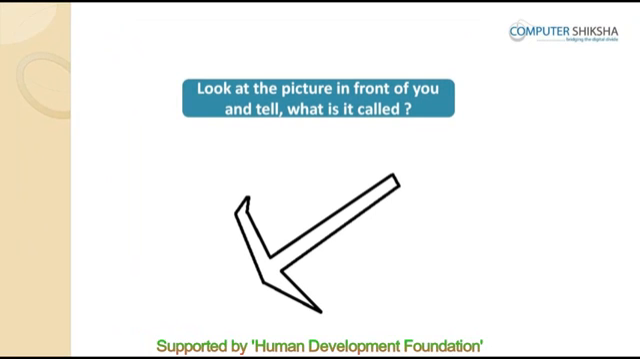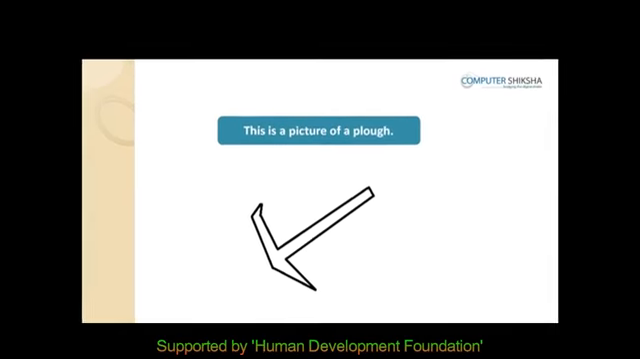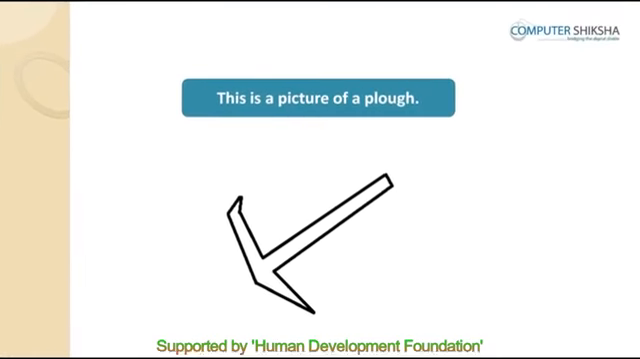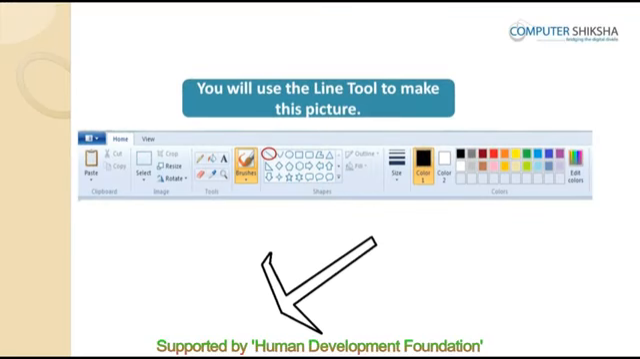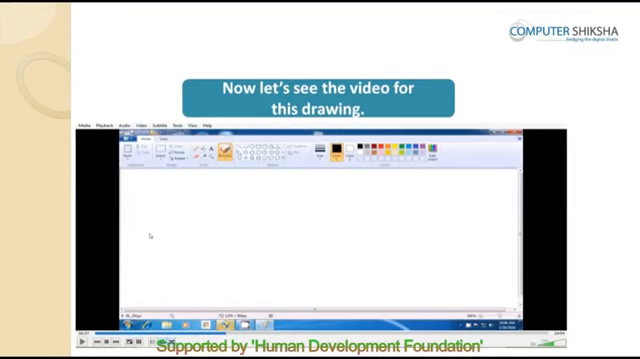Again, look at the picture in front of you and tell, what is this picture called? This is a picture of a plow and it is used to till the soil. We will again use the line tool and make this picture also. So, let's all again watch this next video and learn how to make this picture.